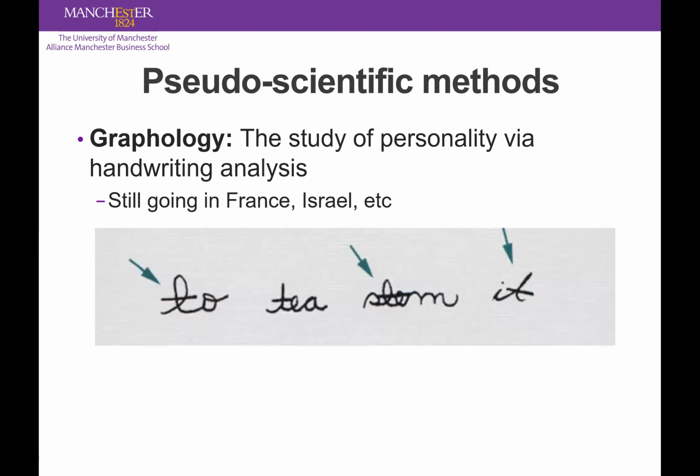Graphology is the study of personality through handwriting analysis. This is one of the typical pseudo-scientific methods for the selection process. Although this is not very common, it is still used in France and Israel.